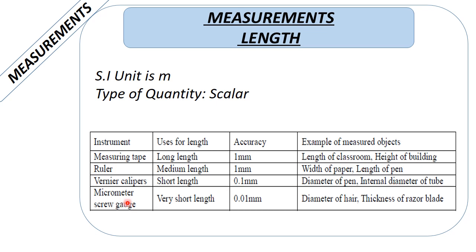Also, I've got a micrometer screw gauge which measures very short length. So Vernier calipers measures short length, while micrometer screw gauge measures very short length, and the accuracy is very small, 0.01 millimeters. Maybe saying the accuracy is very small might not make sense, but what I mean is the smallest length it can measure is 0.01 millimeters. Examples of objects that can be measured using a micrometer screw gauge include diameter of hair. So you get a hair strand, you can measure it with a micrometer screw gauge. Thickness of a razor blade, so we use a micrometer screw gauge.